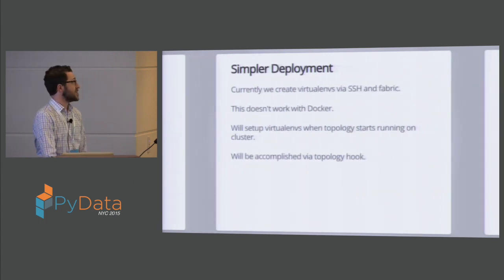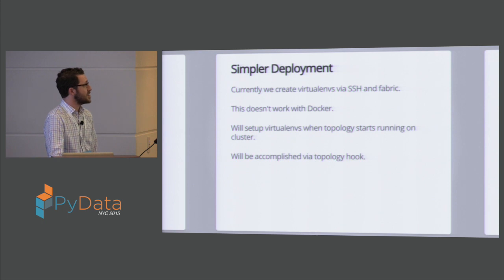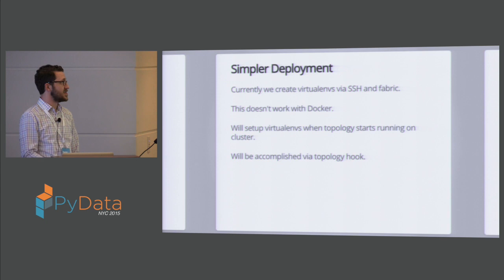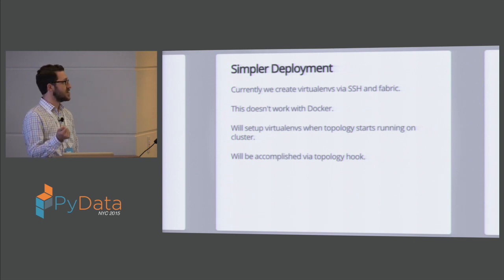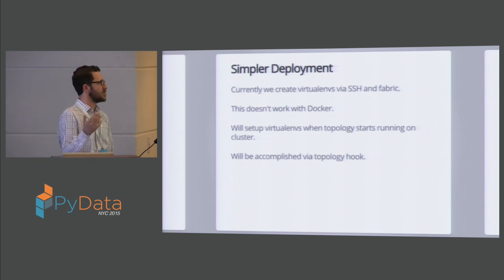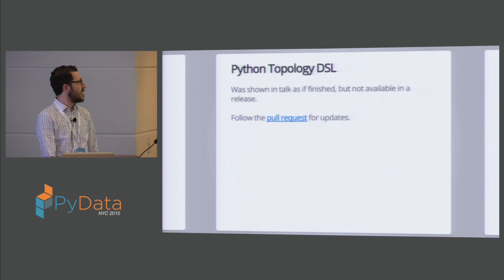The more exciting stuff is what's coming soon. So we're trying to simplify the deployment process. Currently we're creating all these virtual envs via SSH optionally, but that's how we handle dependencies. That doesn't work at all for Docker because people can't SSH into Docker containers typically, considering that they tell you to never enable SSH on a Docker container. So what we're going to try to do instead is set it up so that once the topology actually starts up, it's going to then run this one-time process that sets up your virtual envs.